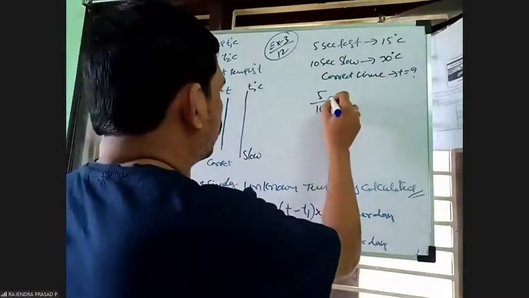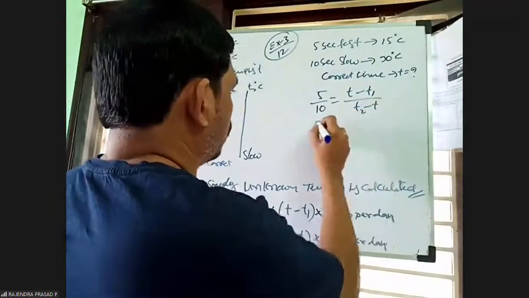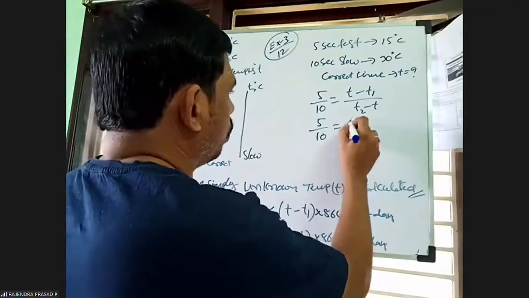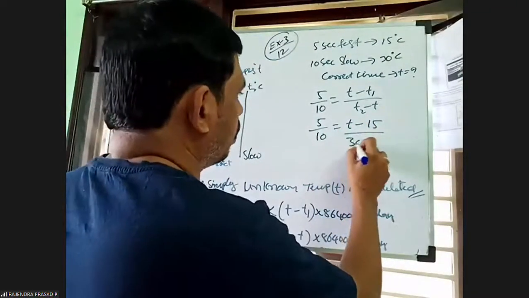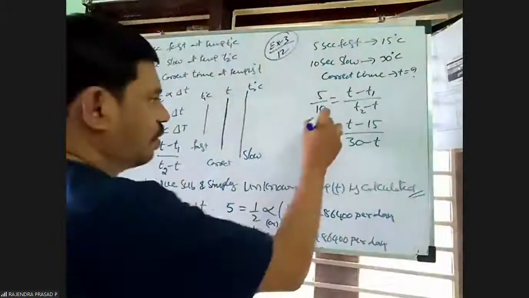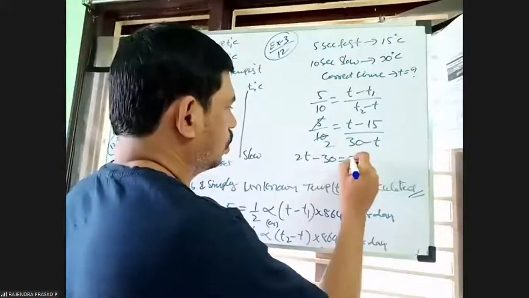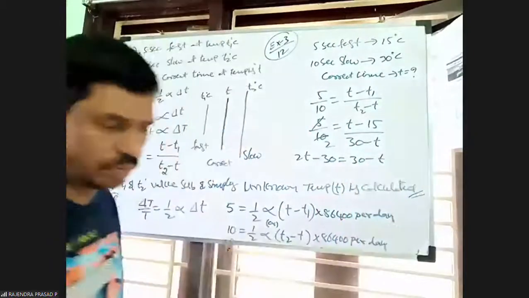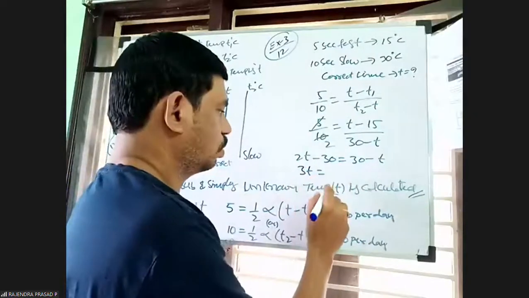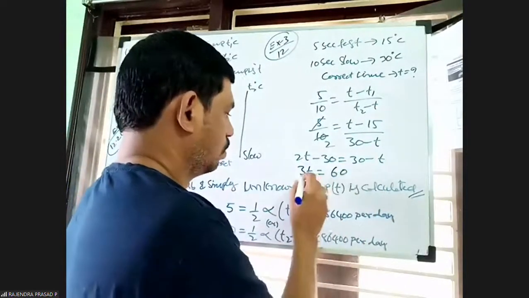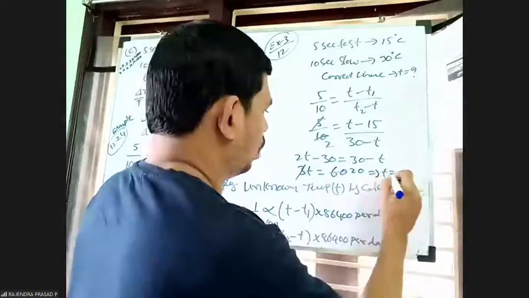5 by 10 is equal to T minus T1 over T2 minus T. So 5 by 10 is equal to T minus 15 over 30 minus T. So 2T minus 30 is equal to 30 minus T. Right? 3T is equal to 60. So that implies T equals 20 degrees.